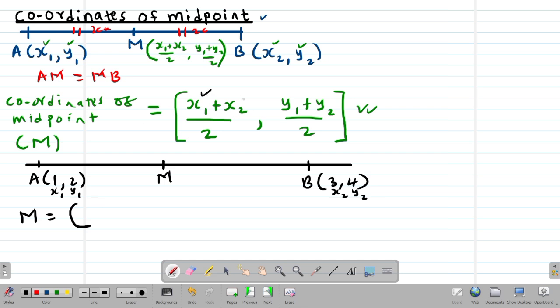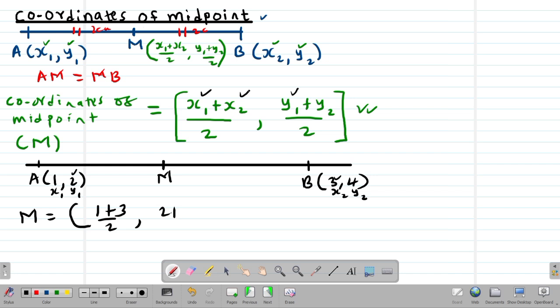So x1 plus x2, we are going to have our x1 is 1, plus our x2 is positive 3, over 2. Then we say comma, y1 plus y2. So my y1 is positive 2.